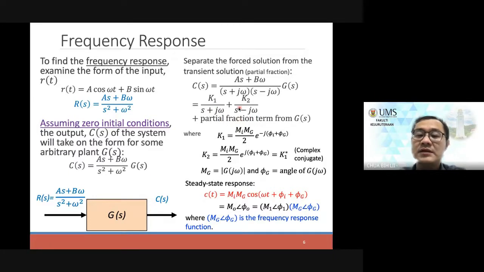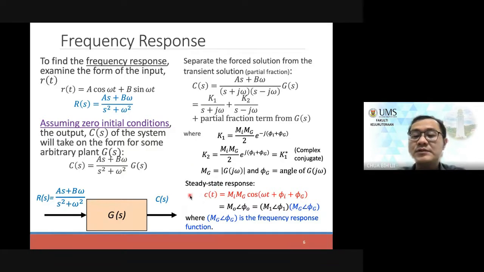Taking partial fractions, we realize that K1 would be Mi Mg over 2j, with the phasor angle, whereas K2 would be Mi Mg over 2, the same thing, because they are in the form of conjugates of each other. Mg would be the magnitude of G(j omega), and the phasor angle would be the angle of G(j omega) of that particular phasor diagram.